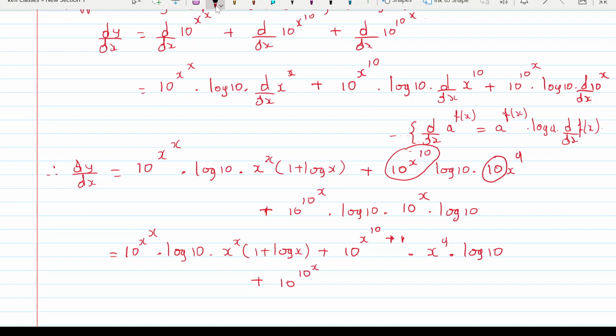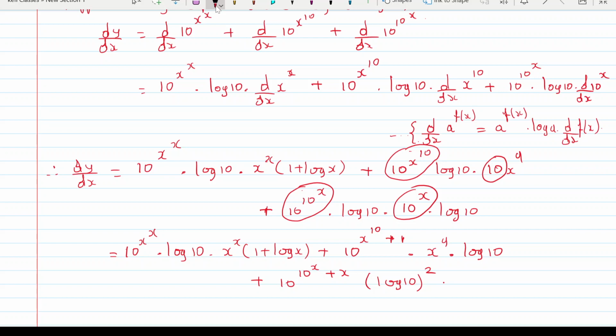raised to x plus x. Again see, this is 10 raised to 10 raised to x and this is 10 raised to x, so it's a raised to m, a raised to n, so it's 10 raised to 10 raised to x plus x, a raised to m plus n, and the remaining terms give log 10 and log 10, so that is log 10 the whole square. Okay, so that's the answer for this. So d by dx of 10 raised to x raised to x.